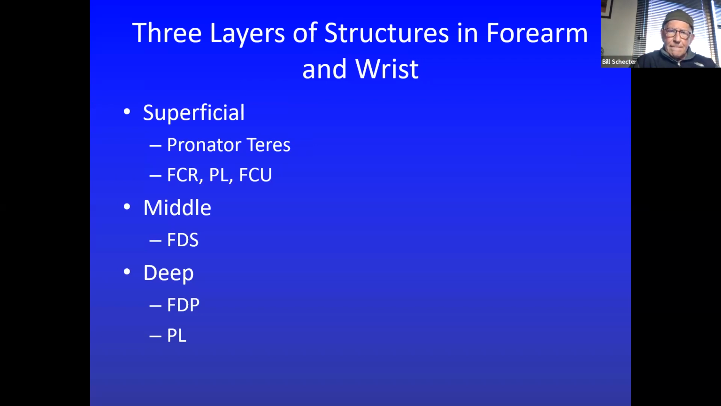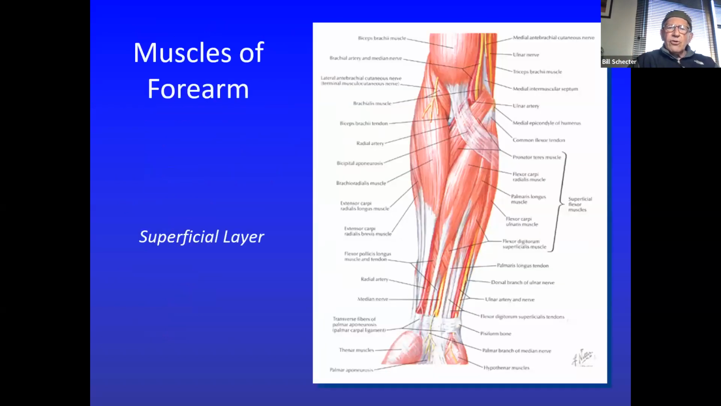Okay. So here you can see what we're talking about. This is the brachioradialis here. Here's the pronator teres. Here's the flexor carpi radialis, the palmaris longus, and the flexor carpi ulnaris.